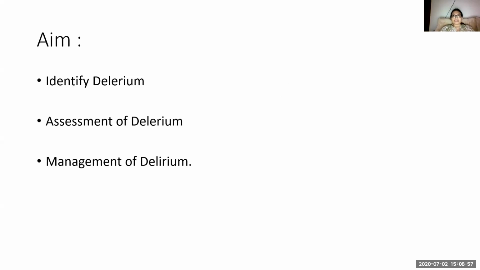today's session, we will be going through different aspects of delirium: how to identify it, are we actually looking at delirium or is it something else? And how to assess it once we do identify it. There are some tools to assess it. And after having assessed it and scoring it, how can you manage it? So these are all the different areas that we are going to be looking at.